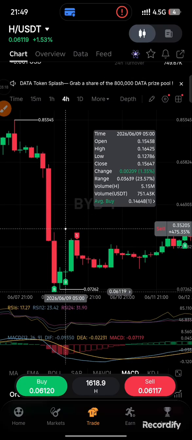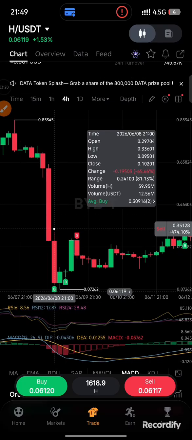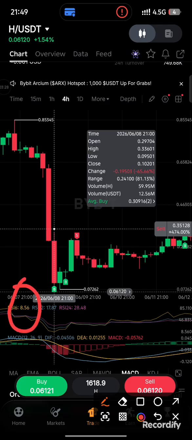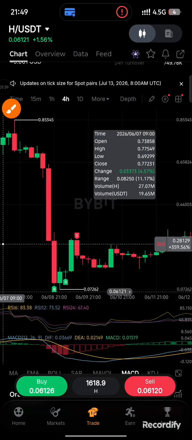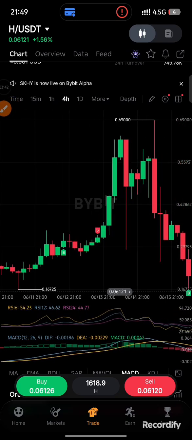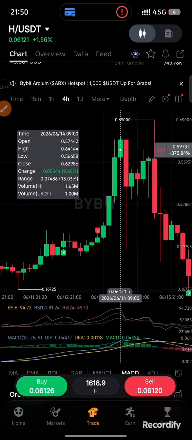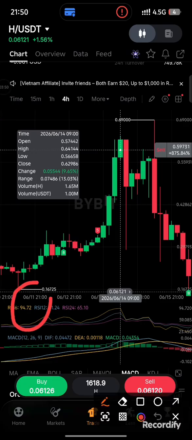Now look at this. At this particular place, where was the RSI? You can see the RSI was extremely low. And when you buy here, you're going to sell when the RSI is 70 or above. Let me take you there. What was the RSI here? The RSI here was 94. You can see this is how this works. You need to pay attention. Be very, very attentive to this.